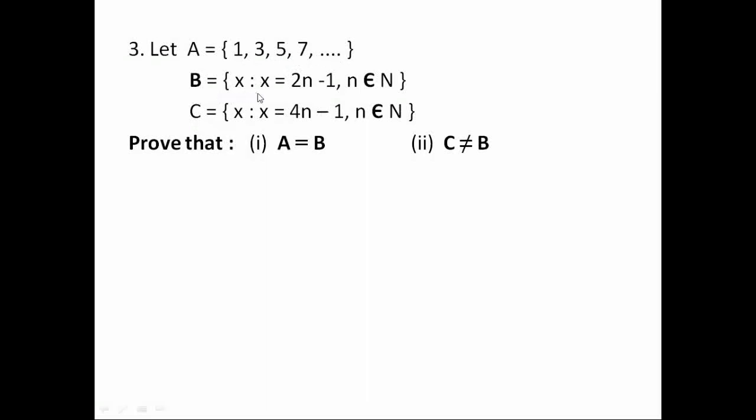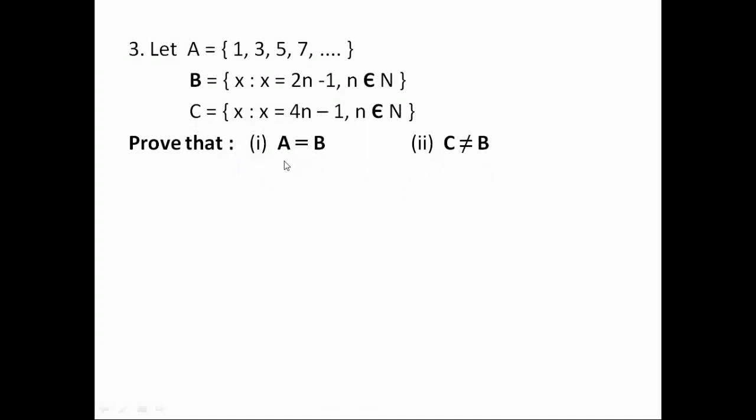And set B is x such that x is equal to 2n minus 1, n belongs to natural numbers. Now this is given in set builder form. C is x such that x is equal to 4n minus 1 and n belongs to natural numbers. Now what we have to do, let's read. Prove that number 1, A is equal to B, and number 2, C is not equal to B.